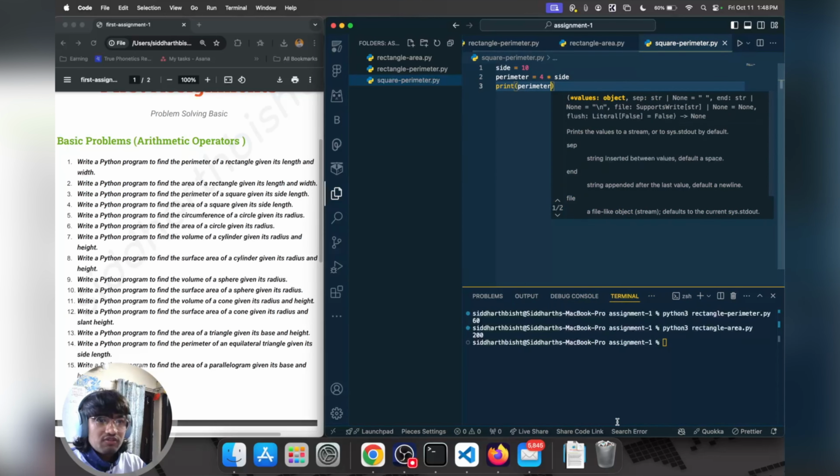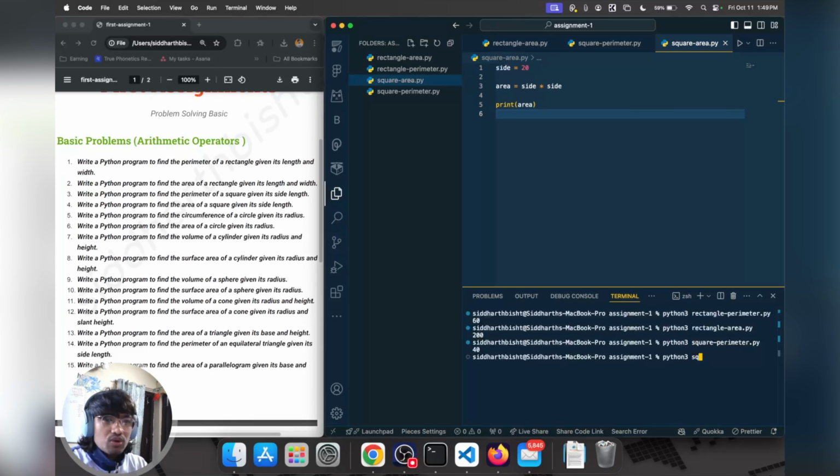So I made a typo here. Let's correct this. Area.py, and that's all. Now let's run this. Python 3 square area.py, and we got its area. So next problem. Write a Python program to find the circumference of a circle given its radius.